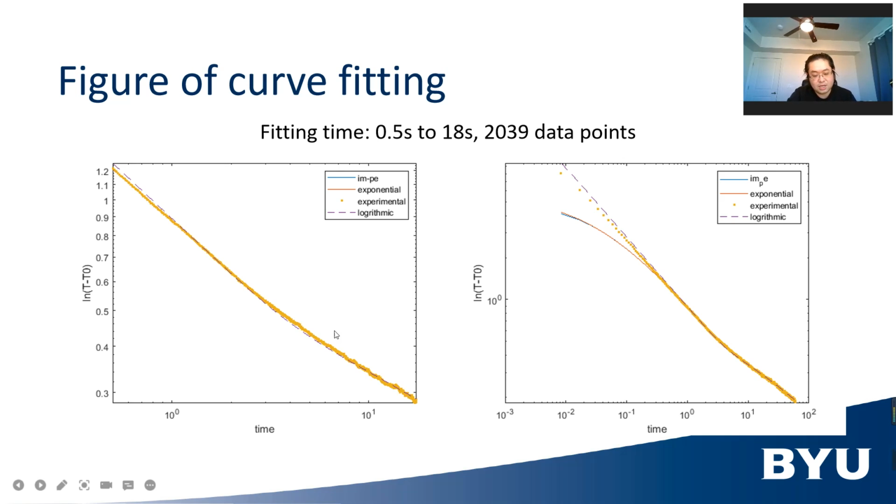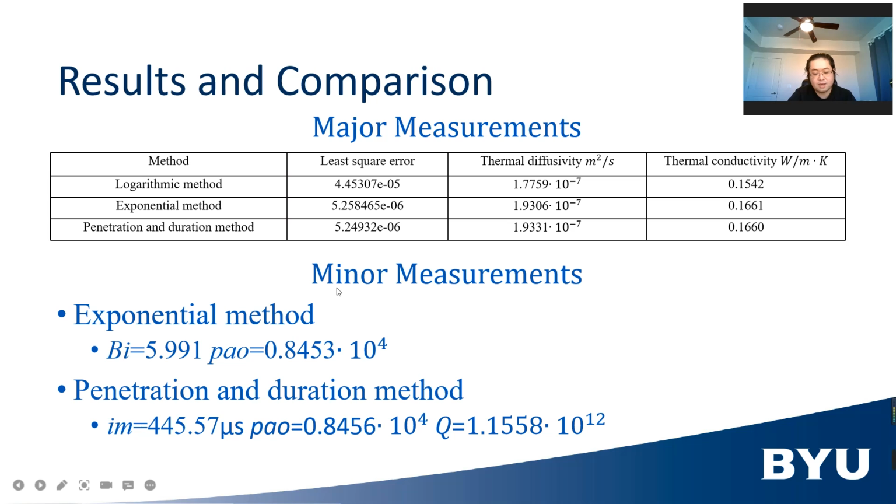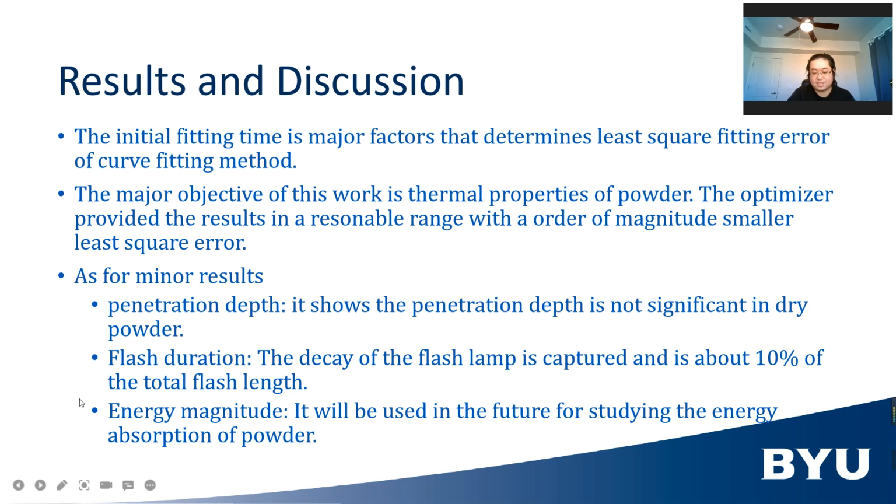So we can see the fitting here is pretty good, and the improved method is so well we cannot see the line, but the traditional method can still see it. Now let's compare the results quantitatively. As you can see, by using optimization and improved model, the least square error dropped 1 order of magnitude, and the thermal diffusivity and thermal conductivity are in the reasonable range. As for the minor measurements, the penetration coefficient agrees well with other literature that indicates the penetration depth is not deep for powder, and also the energy decay is captured. As for energy magnitude, it will be studied in the future for the energy absorption of powder. Right now, I don't have first-hand information.